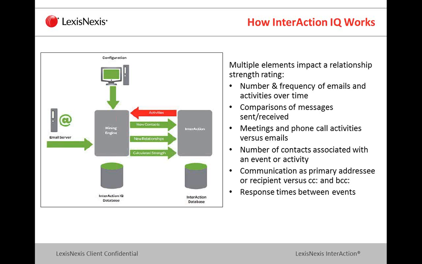It also will look to the right at the InterAction and the red will pull back the activities and analyze what activities are going against those contacts. And what it will do is create a score. So in the green, that mining engine then will push the new contacts, the new relationships, and the calculated score into the InterAction database. Okay?